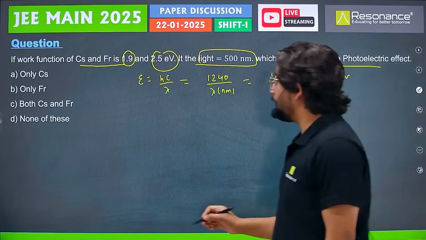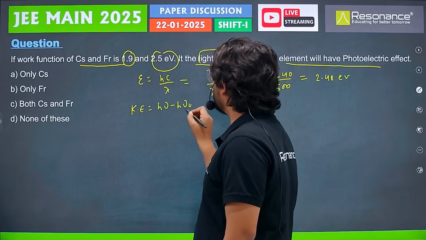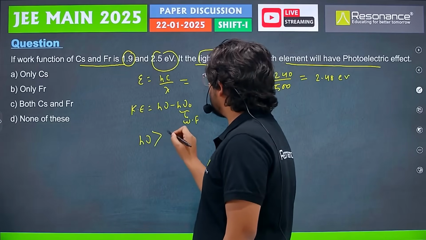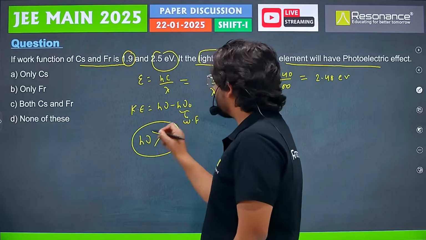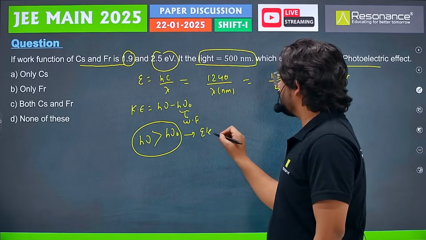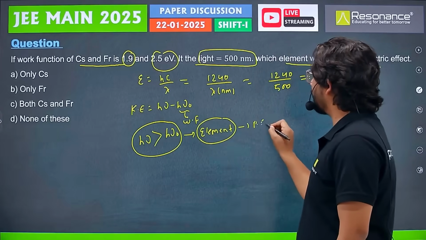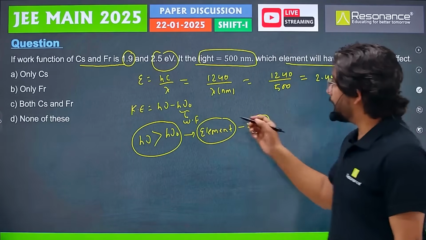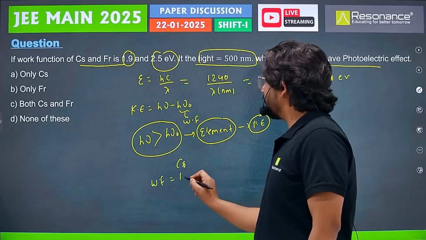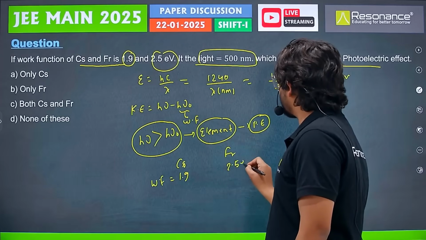So it will be equal to 2.48 electron volt. And kinetic energy is equal to h nu minus h nu naught, where h nu naught is the work function. If h nu is greater than h nu naught, then that element will show the photoelectric effect. This is the minimum condition for any element to show the photoelectric effect. They have given the work function of cesium as 1.9, and for francium 2.5 electron volt.